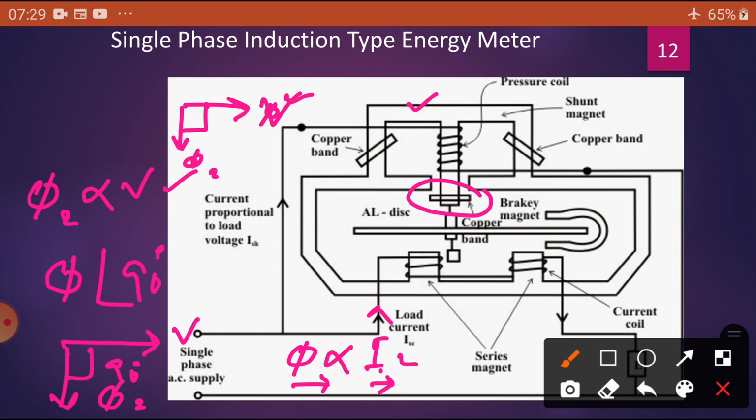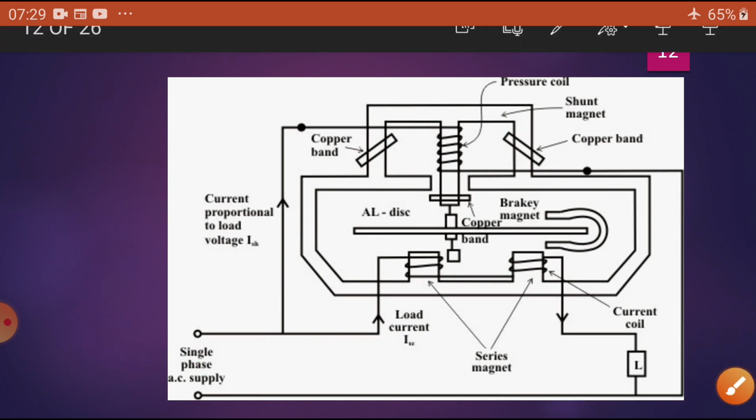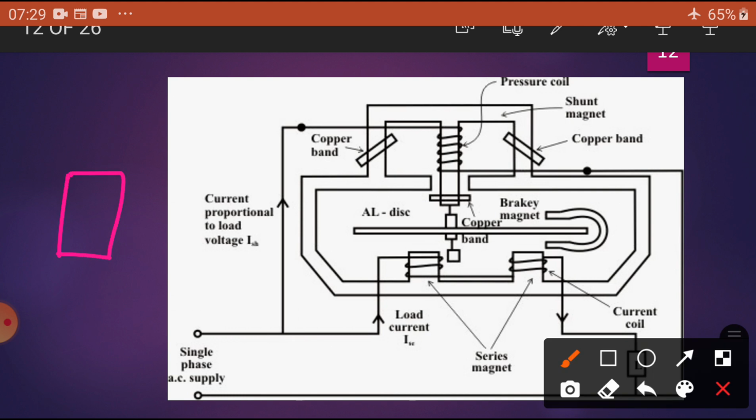For that purpose I can use some additional shading rings here, by adjusting the position of the shading rings. The shading ring is nothing but a copper winding, just like a copper ring. Suppose there is a magnet and flux is produced. If you place a copper ring here, it links with the magnetic field and also produces its own flux. This flux and that flux interact, so it is possible to reduce the main flux in one direction.